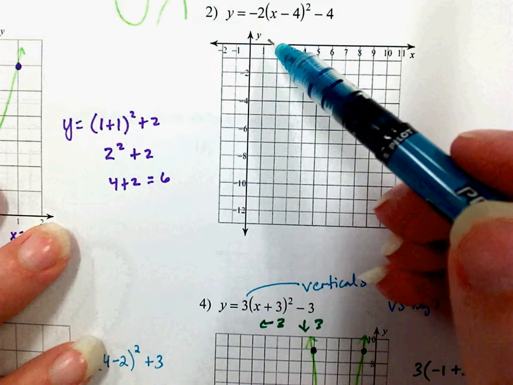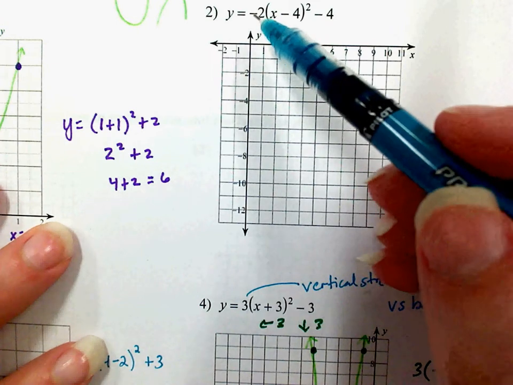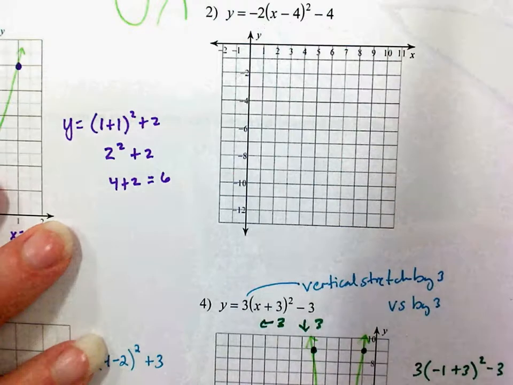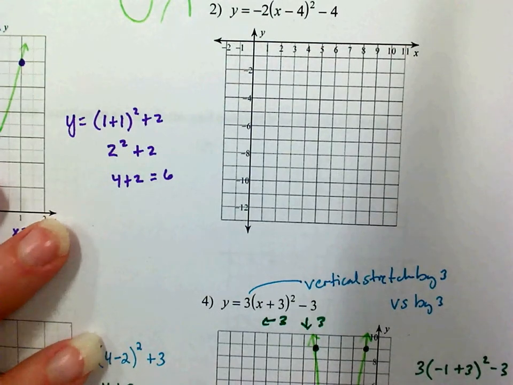Right, quick, would that be a vertical stretch by 2 and a reflection? Okay, there's something separate, so don't say vertical stretch by -2. That doesn't work. The negative is a flip.